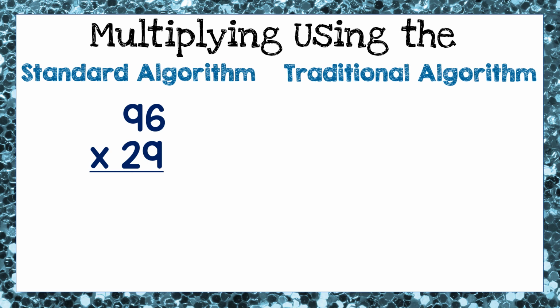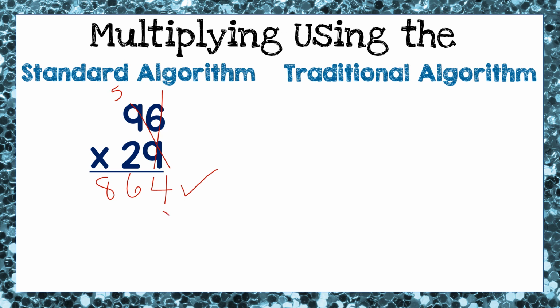96 times 29. First, I'm going to multiply 9 times 6, and that's going to give me 54. I'll put my 4 in the ones place and carry my 5 to the tens place. 9 times 9 is 81. I'm going to add the 5, and that will give me 86. So this number is my partial product.